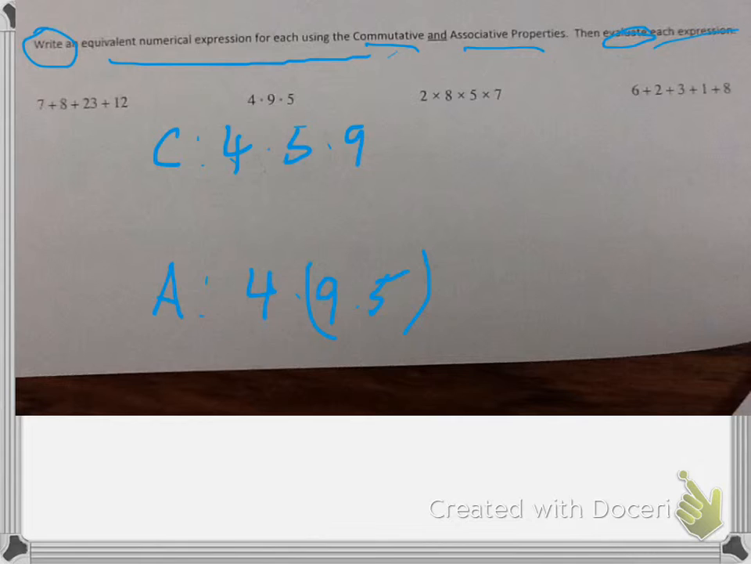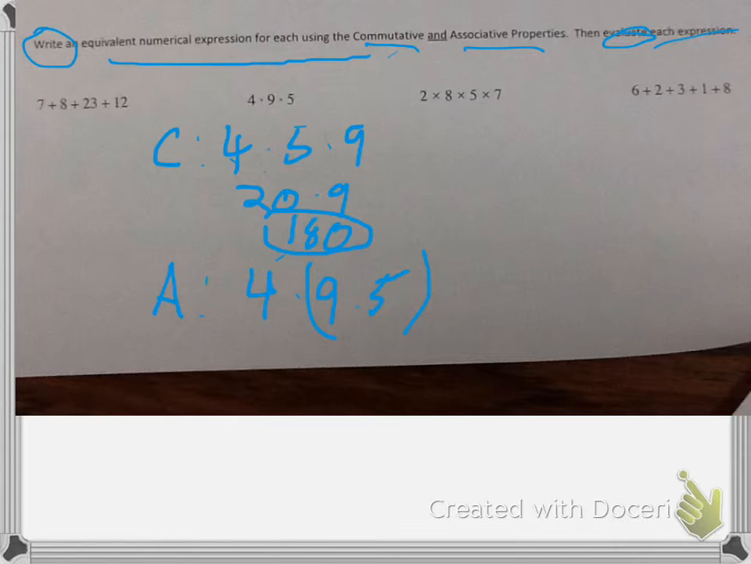The next one, you can see I changed the order using the commutative property to make the expression 4 times 5 times 9. And again, this won't affect the outcome. In this case, it's the product based on the commutative property. It just gives me an easier way to multiply. So I have 20 times 9, and then that equals 180.